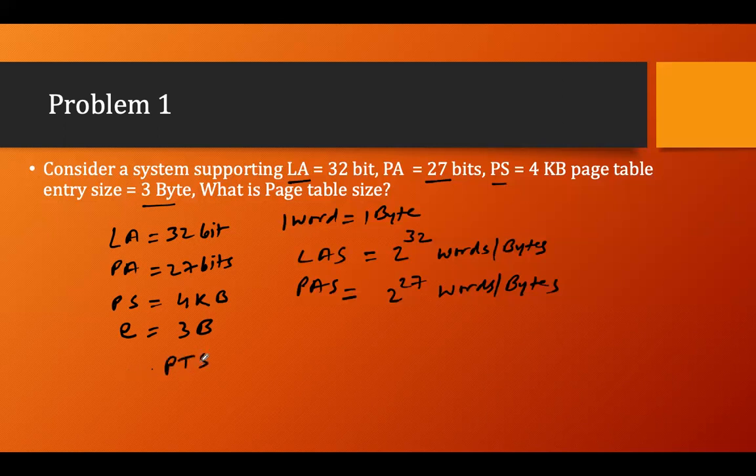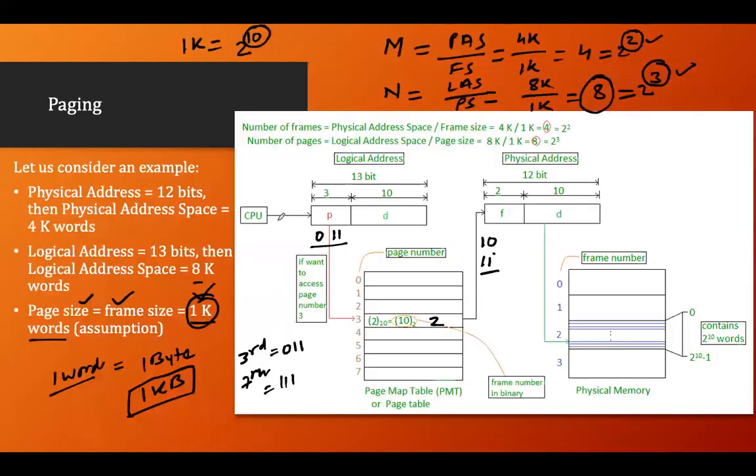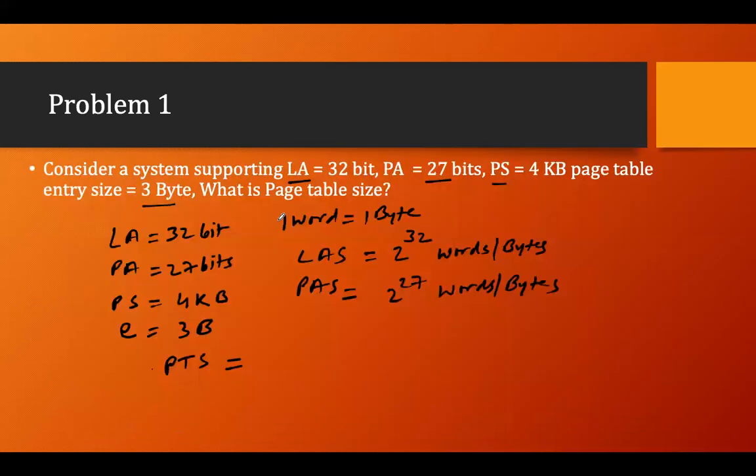As I told you, if we have a page table like this, what is the size of this page table? How many pages are there? That is n. And each entry has size E, right? So the page table size equals n into E. And how do we calculate n? The logical address space divided by the page size. That formula will apply here.